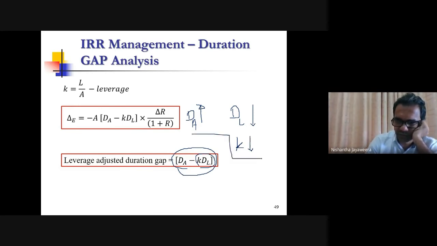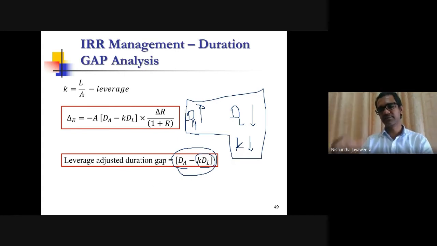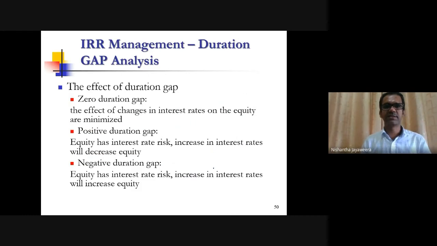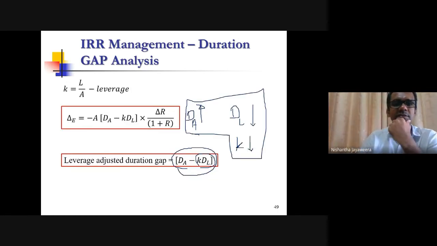So what would be the repercussion if this gap widens? If interest rate increases, your loss would be high. If this narrows, then it would be low. But if this gap becomes negative, then the interest rate increase would generate an increase in equity. So to summarize the effect: if the duration gap is zero, there is no impact on the equity. If this becomes zero, the whole multiplication becomes zero, and the change in equity is zero.